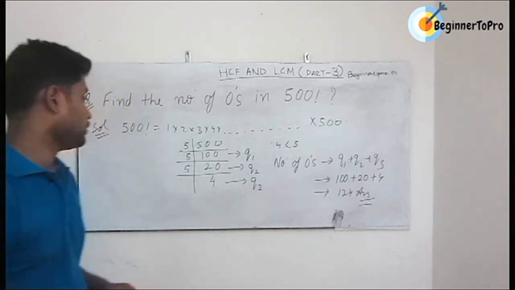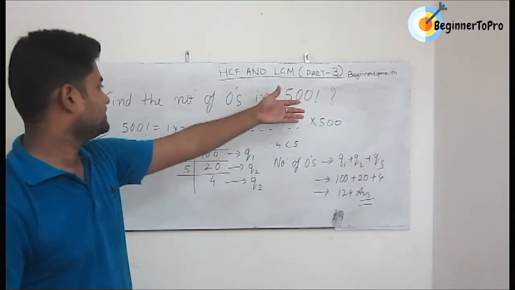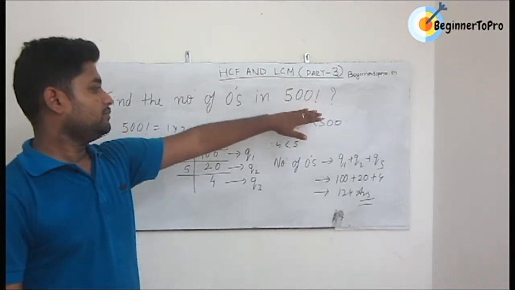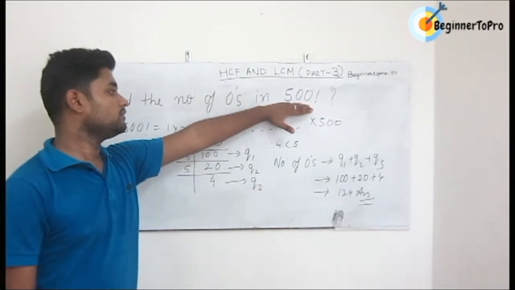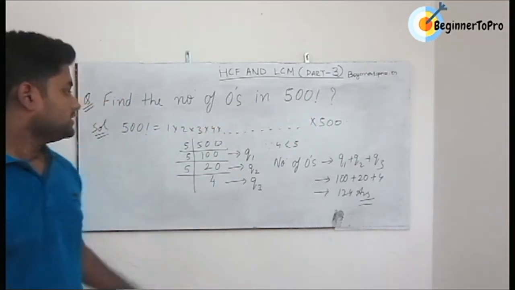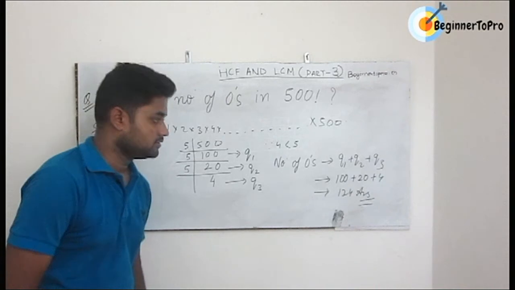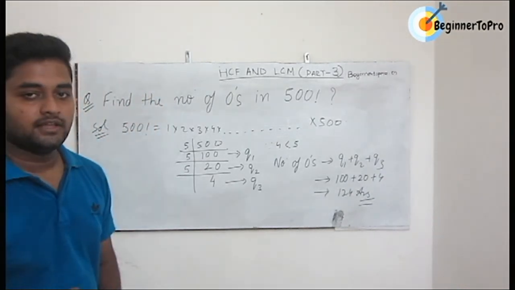By this process we can solve any question of this type. Whether in place of 500 the question asks for 10,000 or 10 lakh factorial or any number, just follow this process and you will get the result. So friends, this is all about HCF and LCM.